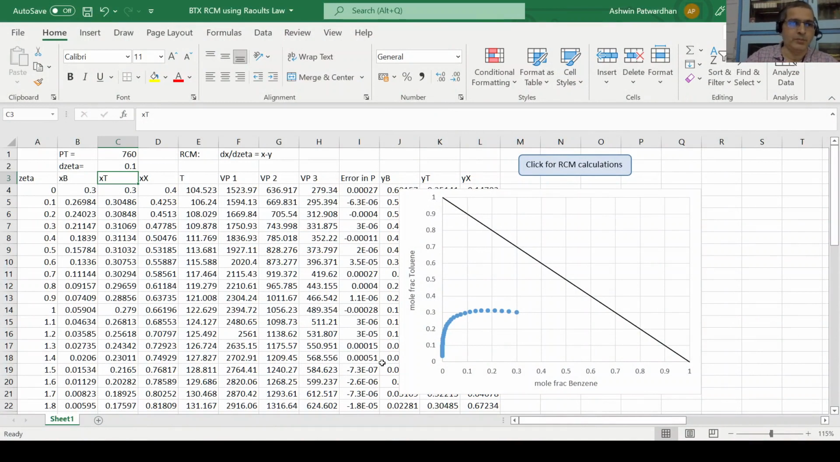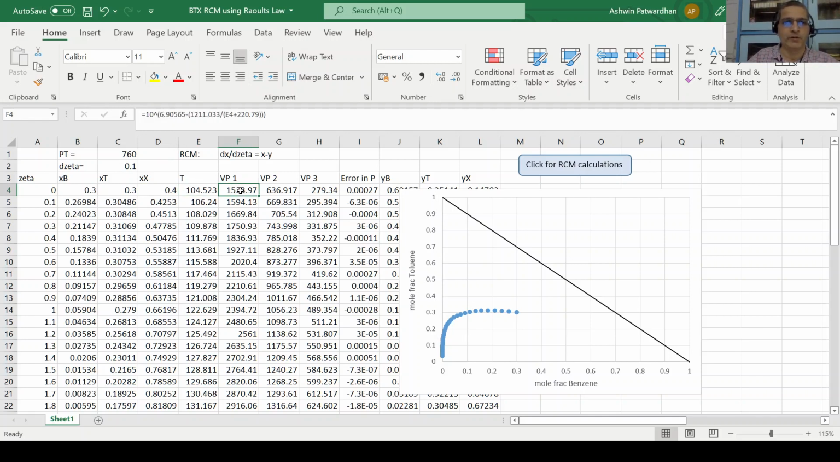Let's talk about this. For example, suppose I start with zeta equal to 0. That means initially we start with 0.3, 0.3 and 0.4. These are the compositions: benzene 0.3, toluene 0.3, and xylene of course is 1 minus toluene. If you look at this cell, it is just 1 minus benzene minus toluene, the mole fraction. Now we guess this temperature. This is our guess value.